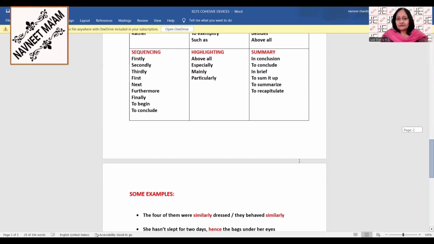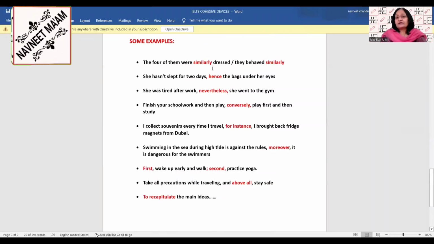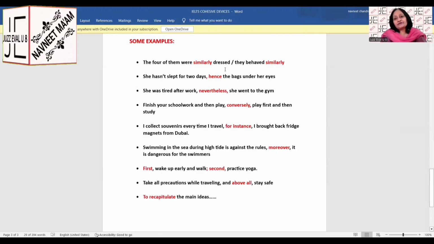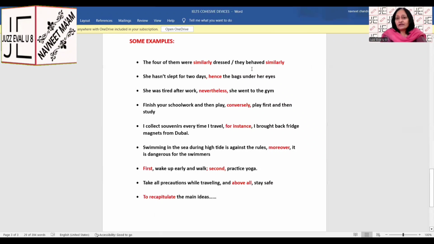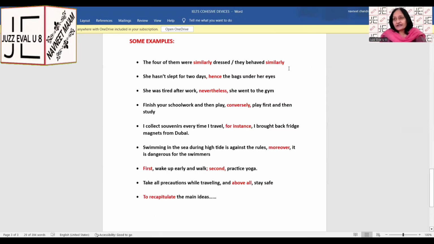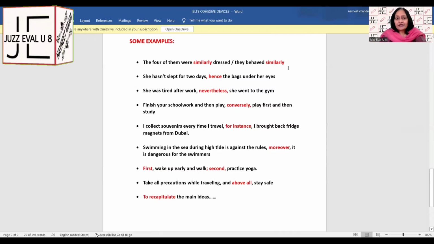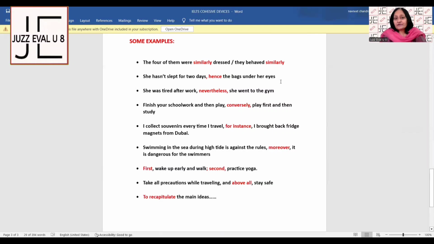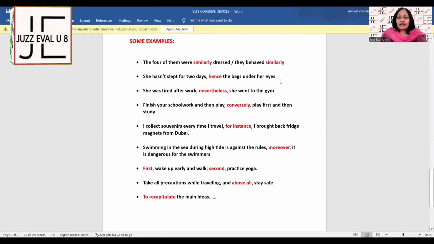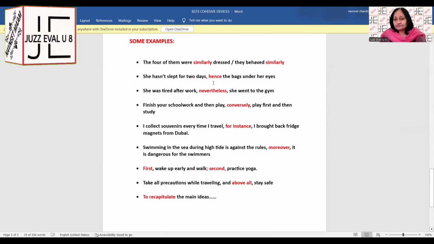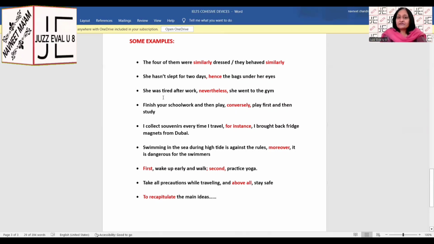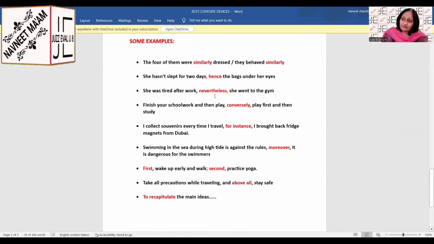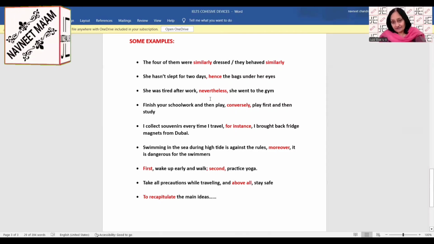Some examples are here of how to use the word similarly. Now, similarly means same. So the four of them were similarly dressed, means they were dressed in the same way. They behaved similarly, that is, in the same manner. Now, she hasn't slept for 2 days, hence the bags under her eyes. So she hasn't been able to sleep, and hence means therefore. As a result, she was tired after work, nevertheless, she went to the gym. Nevertheless means even then. You can also use the word nonetheless.